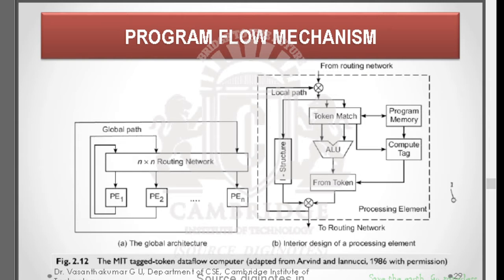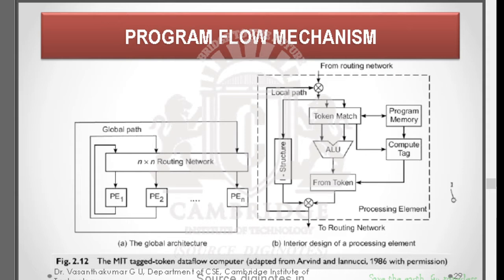In diagram B you can see the interior design of a processing element, how exactly the processing element looks. Here we have the ALU to which the token match is generated and sent, and from the ALU after processing the data it is given to the from token. From there it is going to the routing network. As you can see in diagram A, the data can flow from the routing network outwards, and also data is coming inwards to the routing network.